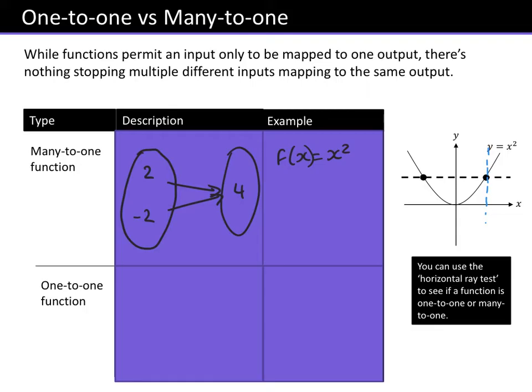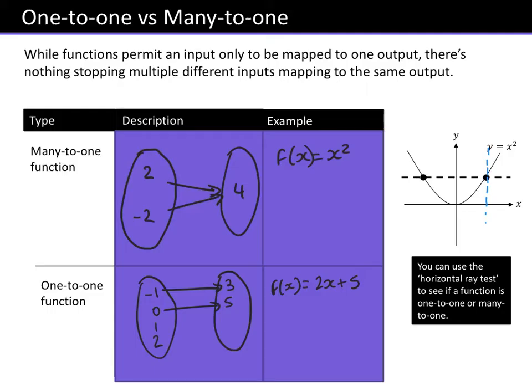Then for the second part, a one-to-one function, normally when I think about this I'm going to think of a straight line graph. So let's do f of x equals 2x plus 5. If I had minus 1, 0, 1, 2, for example. If I put minus 1 in here, I'm going to get minus 2 plus 5 is 3, so that maps to that one. 0 plus 5 is 5, that one maps to that one. 1 times 2 is 2 plus 5 is 7. 2 times 2 is 4 plus 5 is 9. So you can see every single one maps to another.